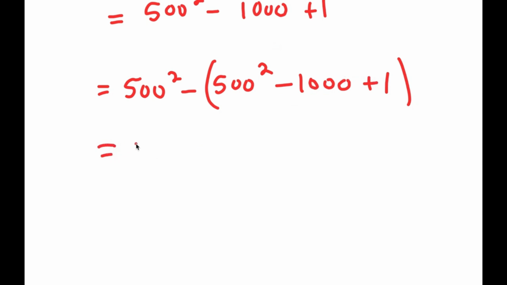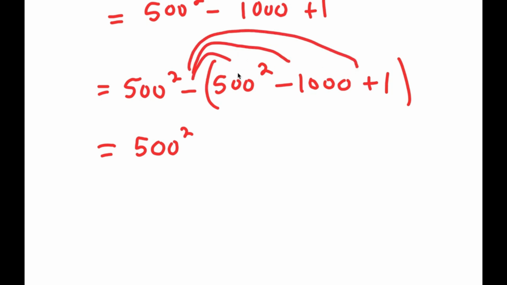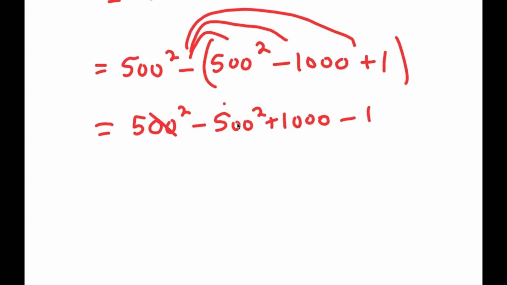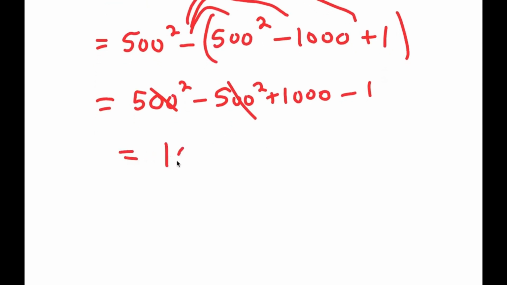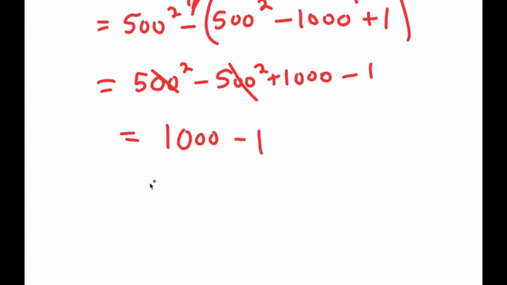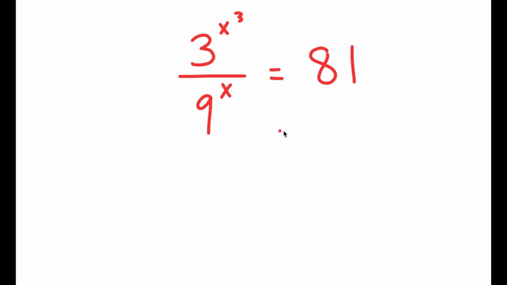So now this is equal to 500 squared. And now we're going to distribute the negative sign. If I distribute the negative sign, that's basically like multiplying these terms by negative 1. So negative 1 times 500 squared is negative 500 squared. Negative 1 times negative 1000 is positive 1000. And negative 1 times positive 1 is negative 1. Now these two 500 squares cancel out. So I'll be left with 1000 minus 1. And 1000 minus 1 is 999. So again, I get 999 as my answer.